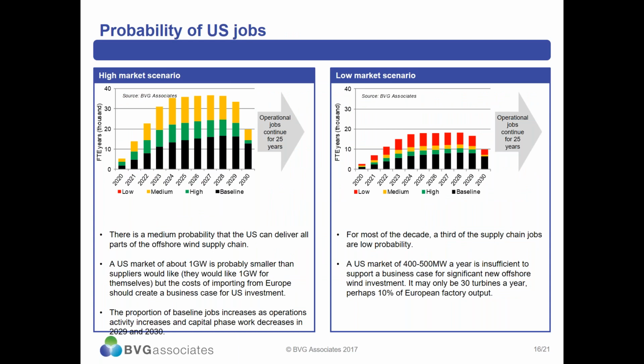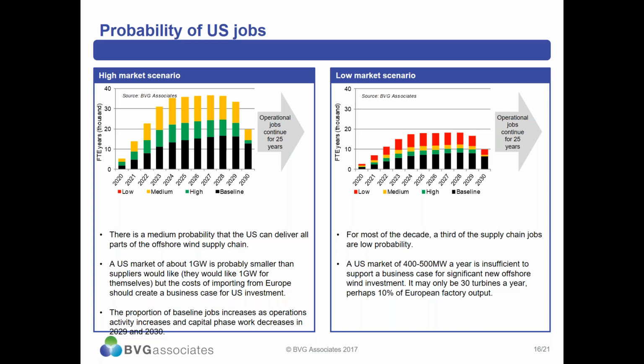So these are effectively the same graphs that I showed you earlier, but instead of having them divided up by supply chain area, they're now divided by the probability of US jobs. You can see that in the high market scenario on the left, maybe half the jobs in that period are baseline, and the rest are either high probability or medium probability. We've talked through the reasons for that as we've gone through the supply chain. But if you look at the right-hand graph, you can see there are some areas which I'm suggesting are low probability, in that it'll be quite hard to justify the new investments there.